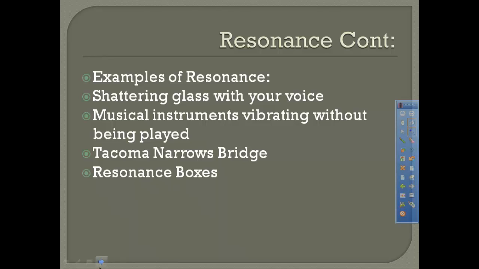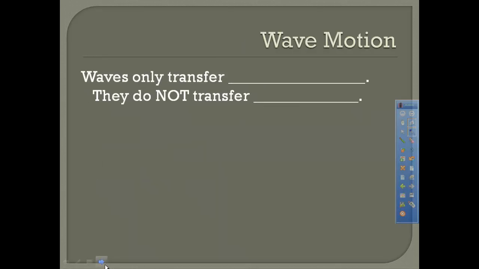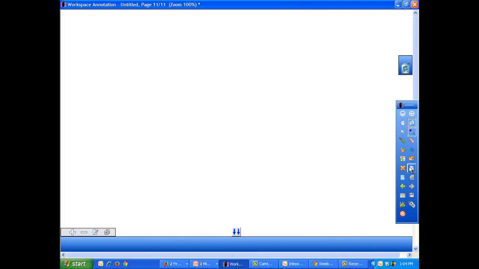I have a couple of examples I can show y'all in class when we return. But if you haven't seen any of these, I suggest looking them up on YouTube because they're pretty cool examples. Okay, waves only transfer energy. They do not transfer matter. If you guys remember that from pre-AP before.